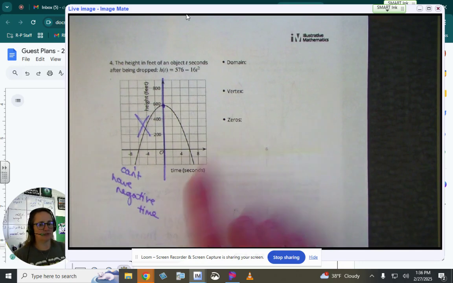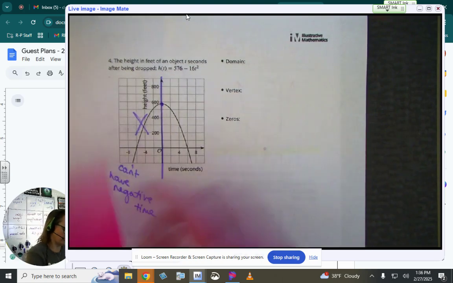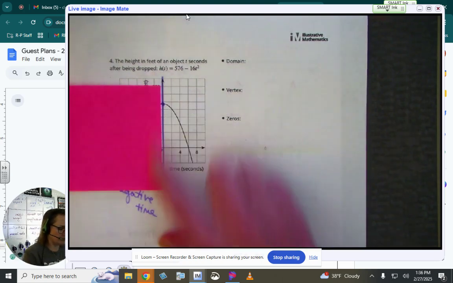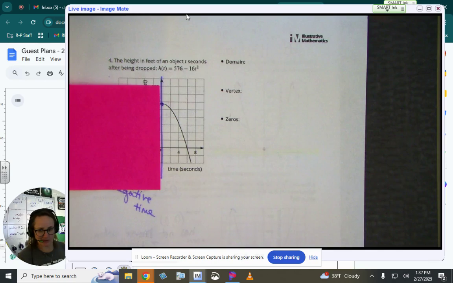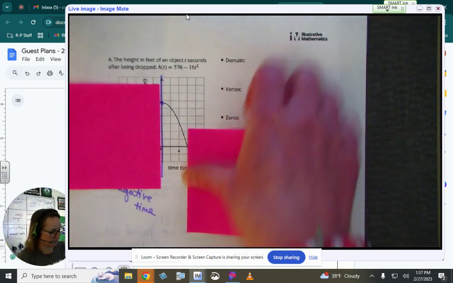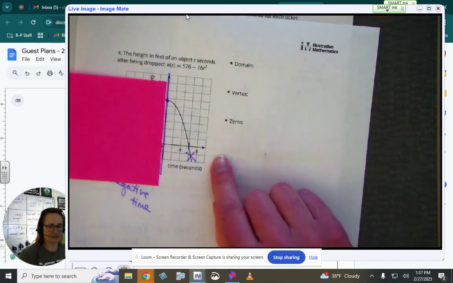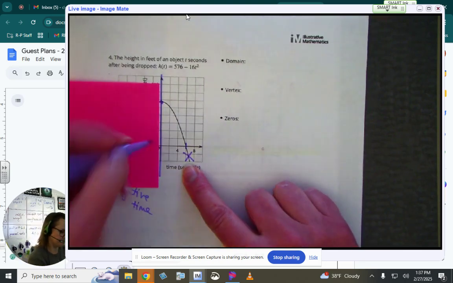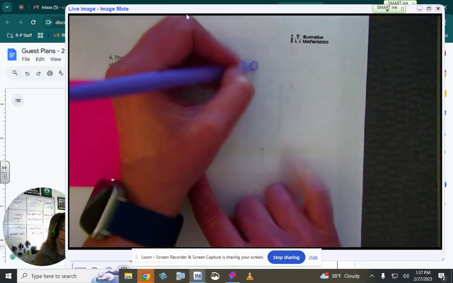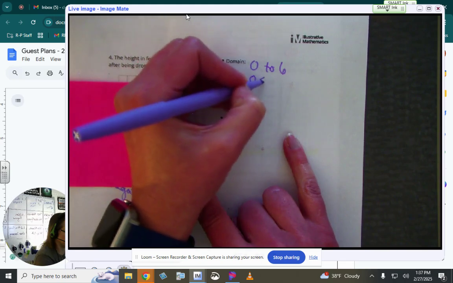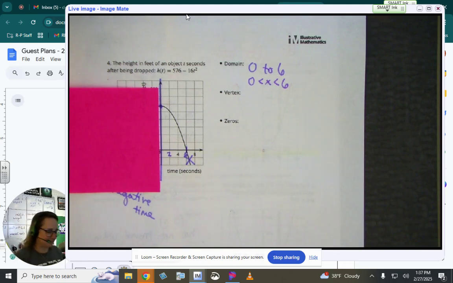I also have another limitation to my domain. Okay, so I can't have anything over here. That's my boundary on this side. And if I'm dropping something off of a building, it's going to hit the ground right there. So this is where it hits the ground, and that's where it's going to stop. So nothing under here makes sense. I'm going to cross off that part right there. It does make sense to have an input from 0 to 6. So our domain is everything from 0 to 6 seconds.